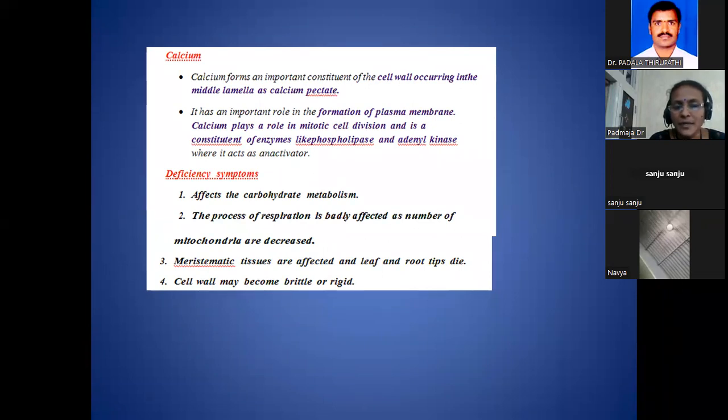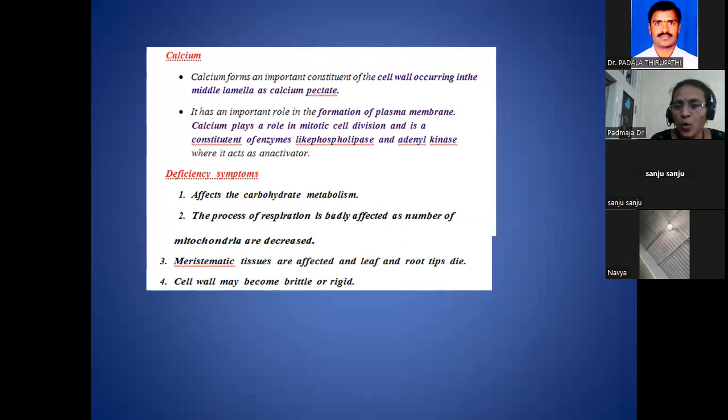And what are the deficiency symptoms? If calcium is less in the plants, it affects carbohydrate metabolism, and the process of respiration is badly affected as the number of mitochondria decreases. As the number decreases, this affects respiration, and meristematic tissues are affected, and the leaf and the root tips die.